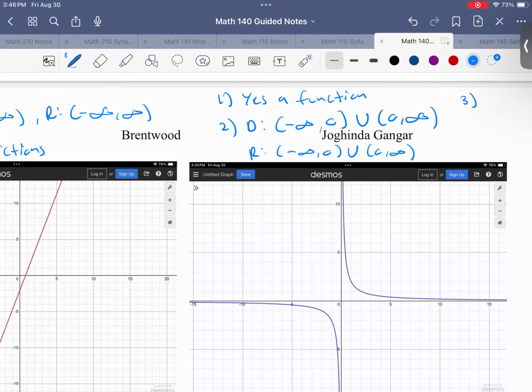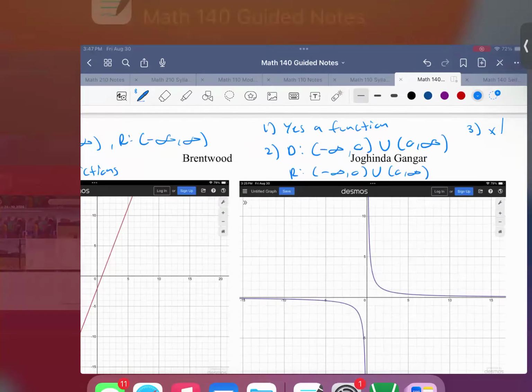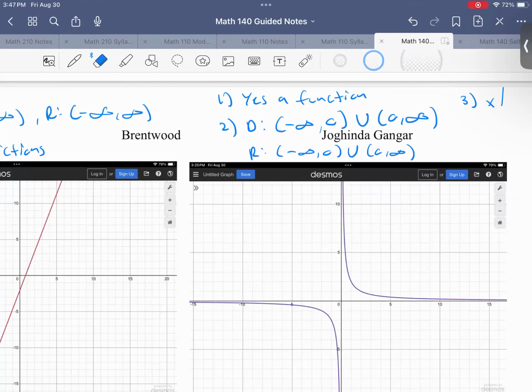And lastly, is there any restrictions? Well, yeah, since there's just a bunch of stoppage here at 0, our restriction would be that x cannot equal 0 and y cannot equal 0. Right? So see how that affects the domain and the range, right? We got to stop at 0. Okay, so that's how we would do that problem.